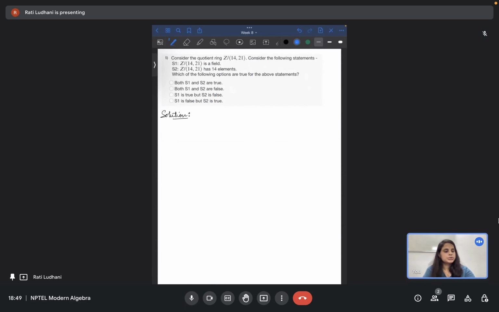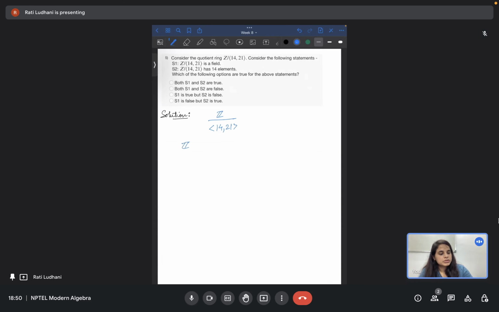Let's move to the next question. Consider the quotient ring Z mod 14, 21. So you have the quotient ring Z mod 14, 21. Consider the following statements. Okay, again, what is that ring? Let's understand what this ring is.